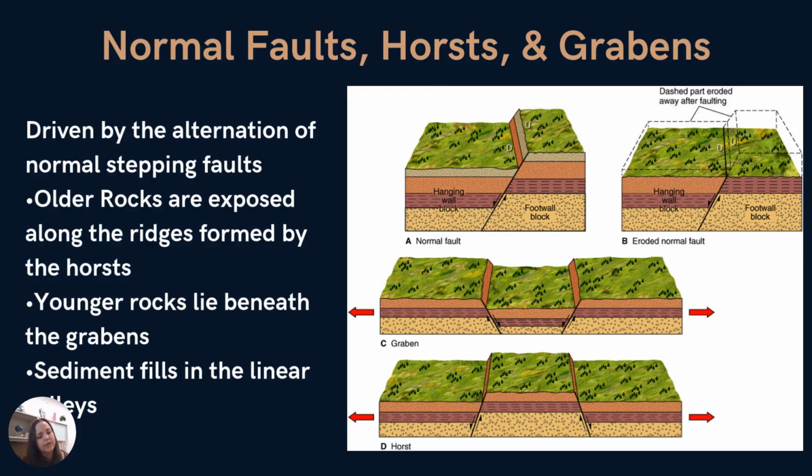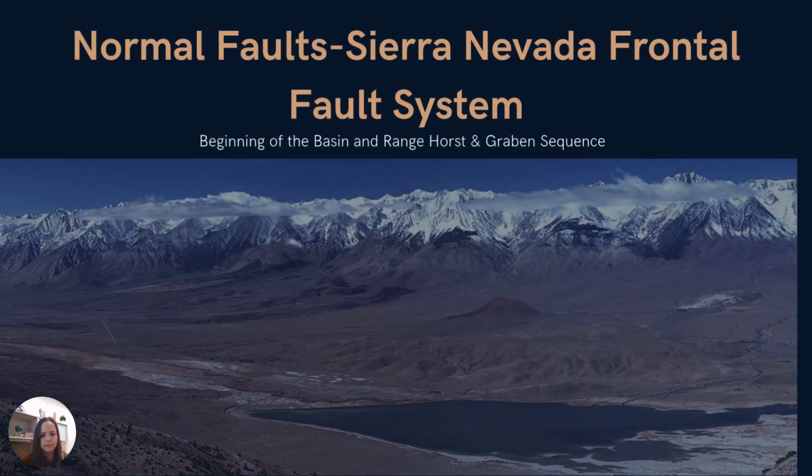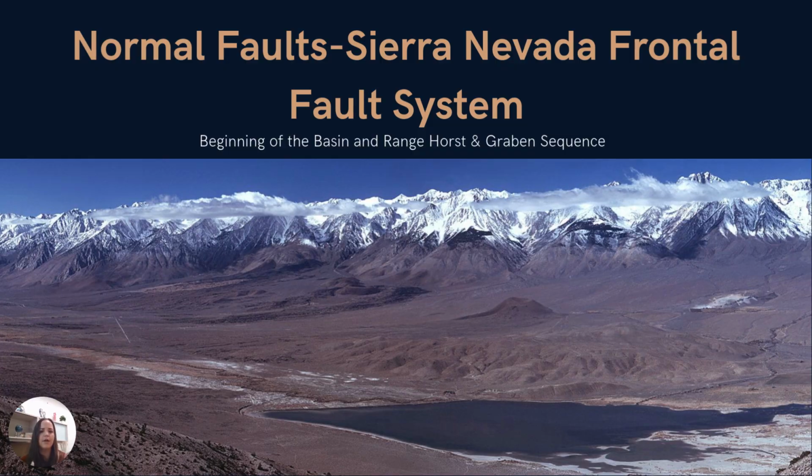On the east side of our Sierra Nevada here in California is the start of a horst and graben sequence that runs through what we call the Basin and Range. It's literally a series of basins and ranges, or horsts and grabens. It starts at the Sierra Nevada frontal fault system, which is a normal fault. So this basin here is Owens Valley. The mountains in the background are the Sierra Nevada. The Sierra Nevada is the footwall block of this fault that is being uplifted, and the Owens Valley below is the hanging wall block.